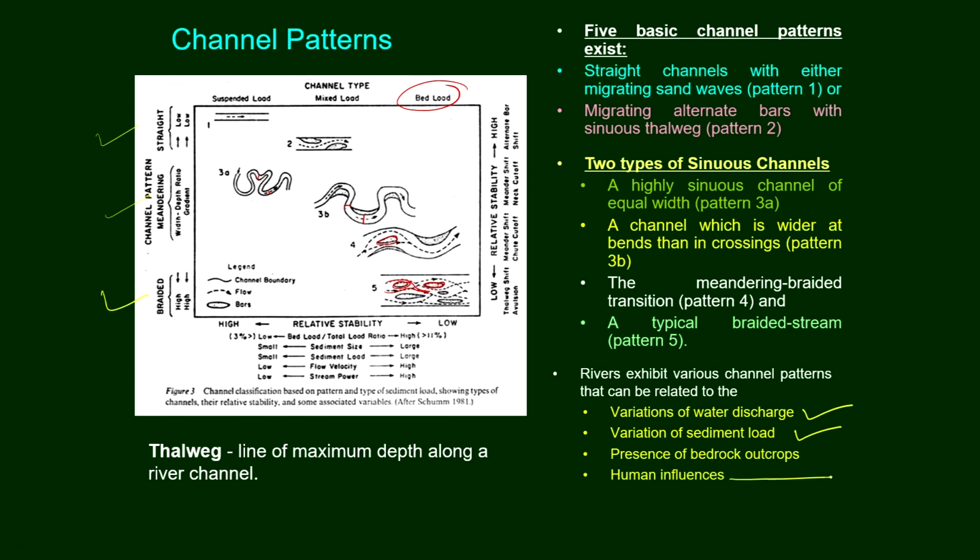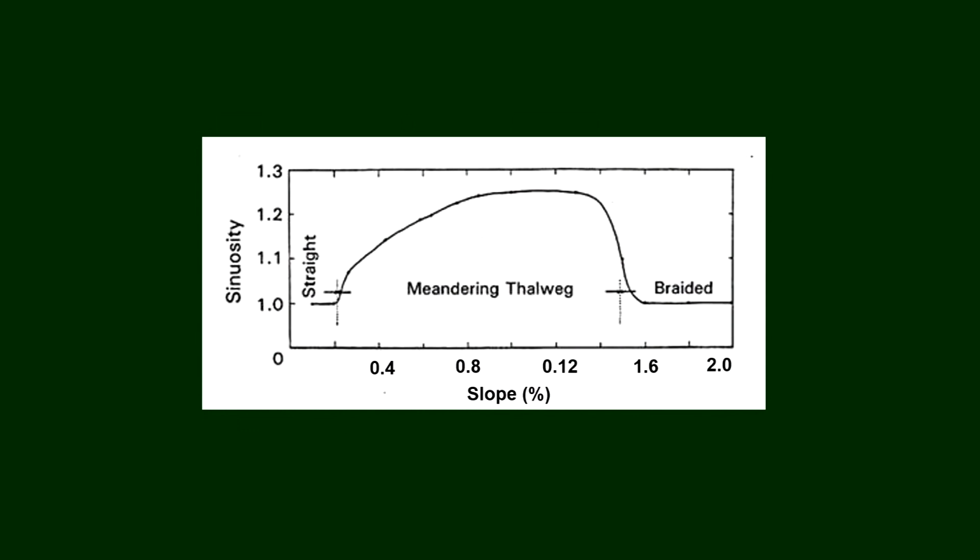And third one is your human influence, and fourth is your presence of tectonic influence, and of course, you are also talking about the climate. So, these are the parameters or the points which are considered to be influencing the channel pattern in an overall sense.